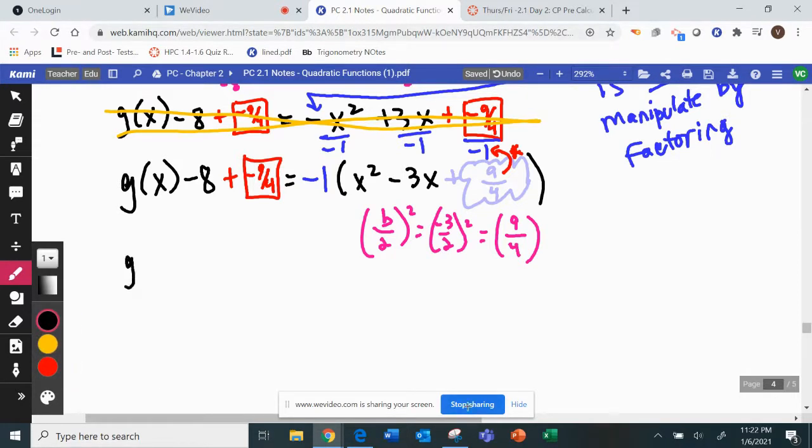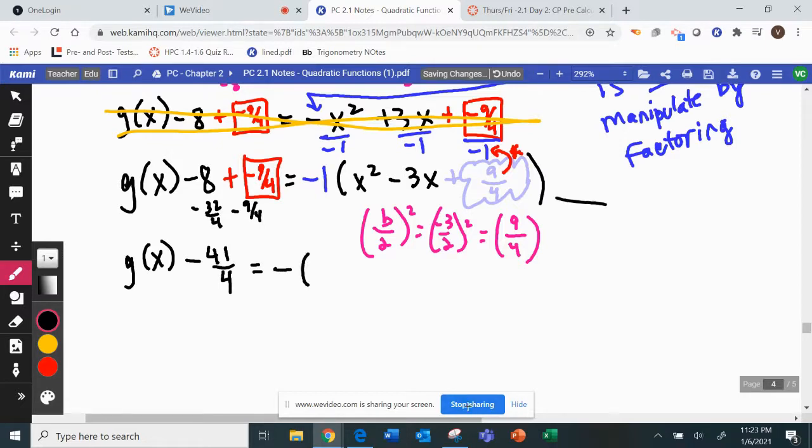So here I've got g of x. I'm going to subtract 8 and subtract 9/4 more. So maybe I change my 8 into 32/4 and subtract 9/4. So what do I get? Negative 41/4 equals, and then on the other side, we've got negative.